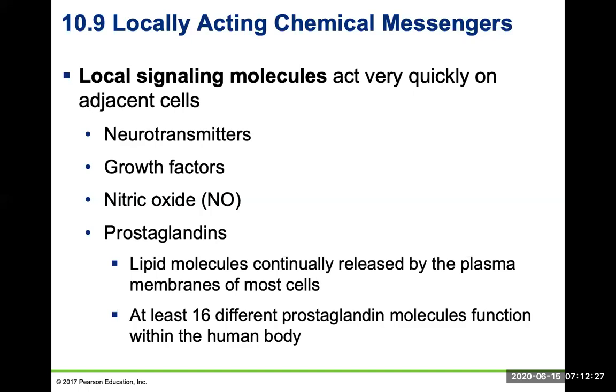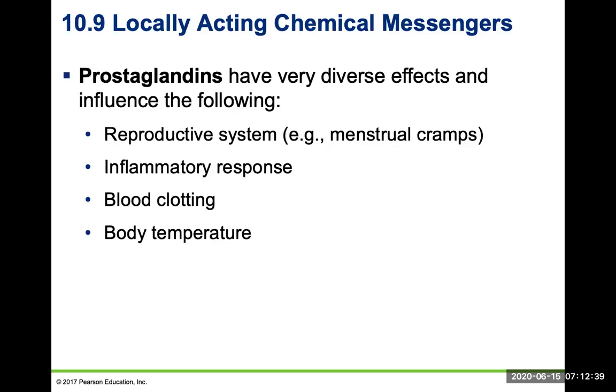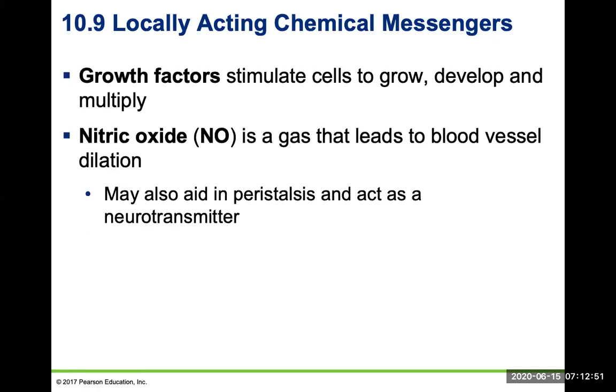Local signaling molecules act very quickly on adjacent cells. These can include neurotransmitters, growth factors, nitric oxide, and prostaglandins. Prostaglandins have very diverse effects. They can help with the reproductive system, inflammatory response, blood clotting, and body temperature. Growth factors stimulate cells to grow, develop, and multiply. And nitric oxide is a gas that leads to blood vessel dilation, and it can also aid in peristalsis, which is the act of moving something down a tube in your body, and act as a neurotransmitter.